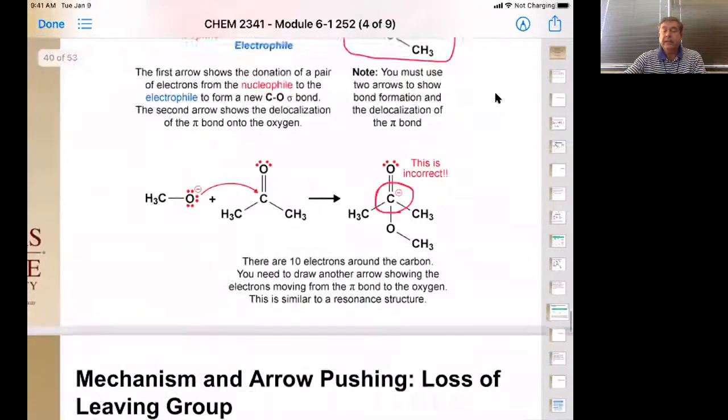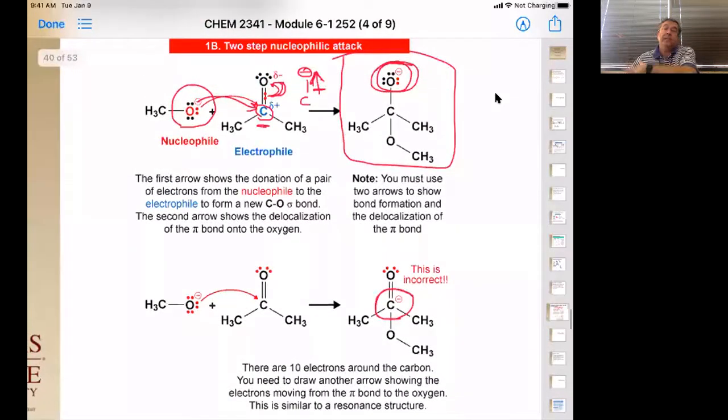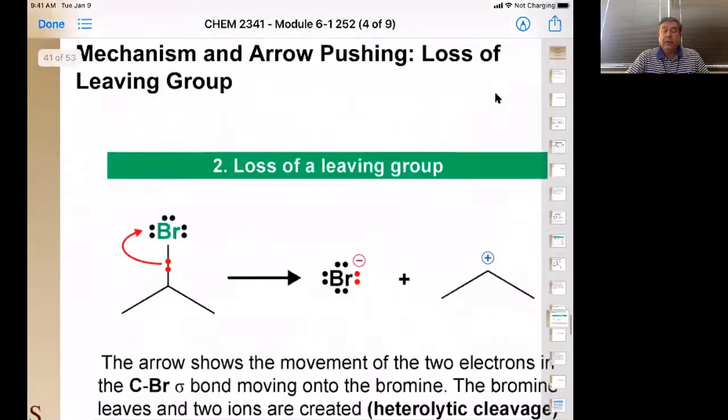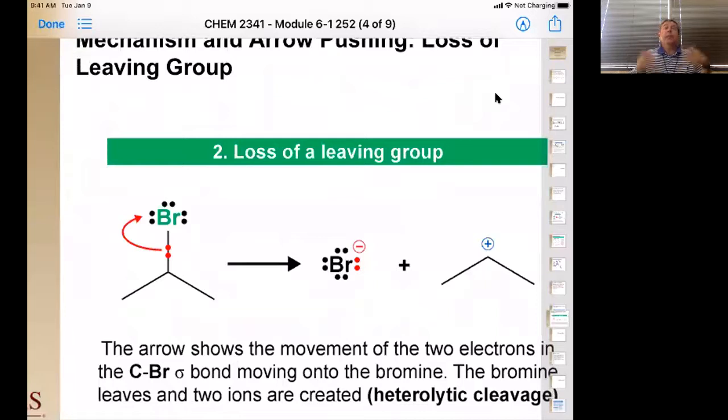So then the next thing, something else has to happen to make this species go forward. But that's how we do it in that step. Okay. Now, we are going to do pushing of electrons to break a bond, okay? So we're not having electrons come in to form a new bond. We're actually having electrons leave to break a bond, okay?